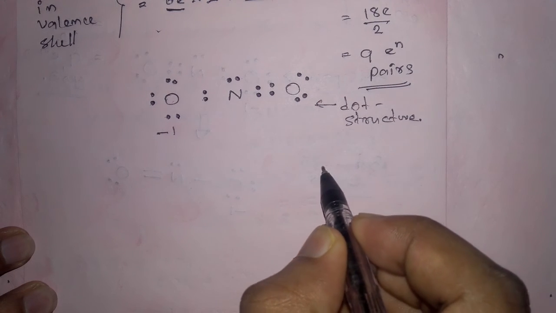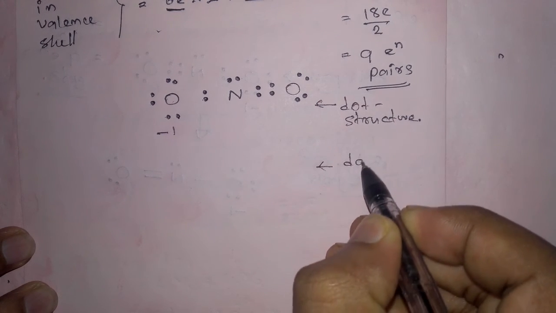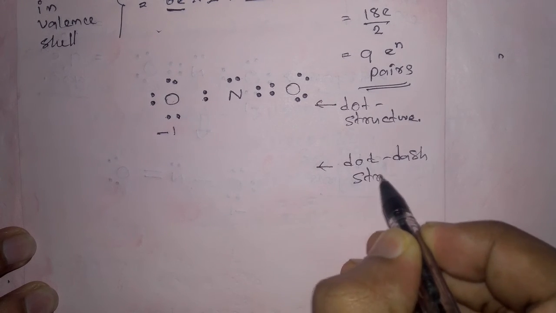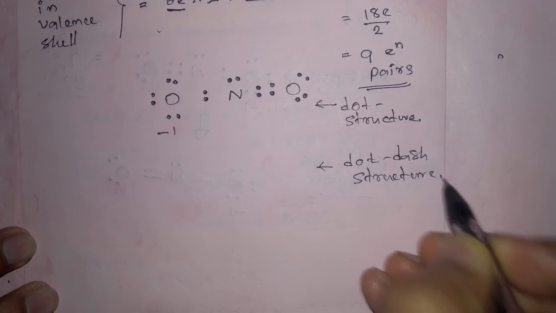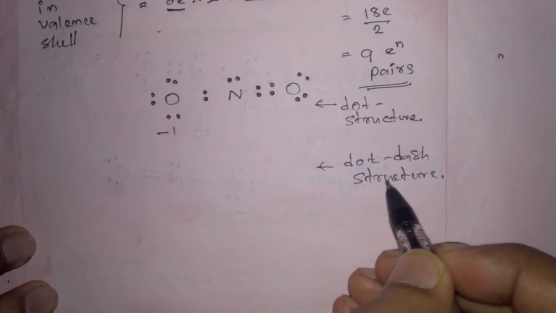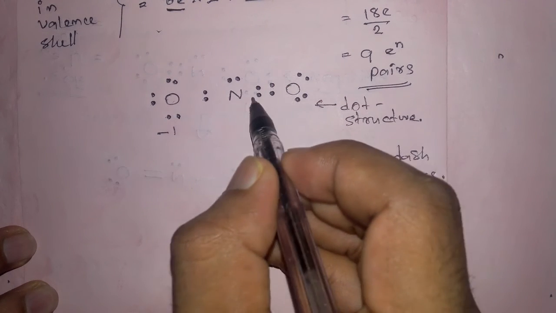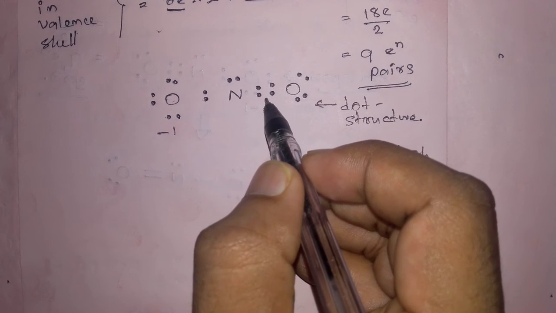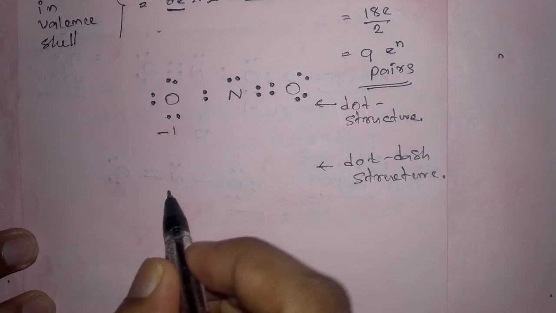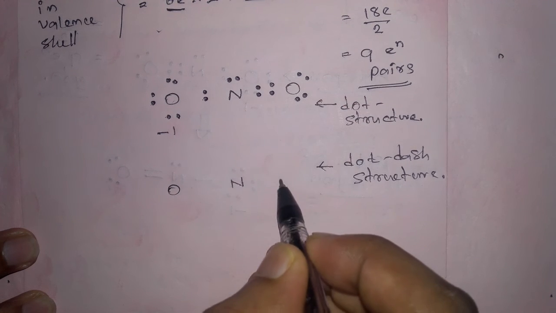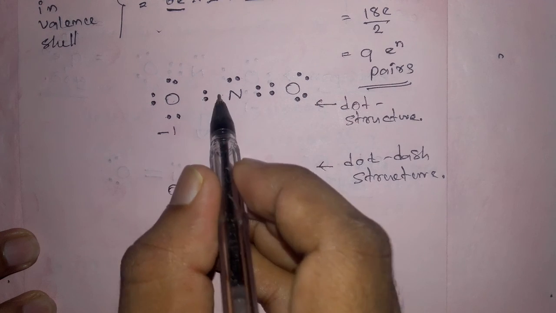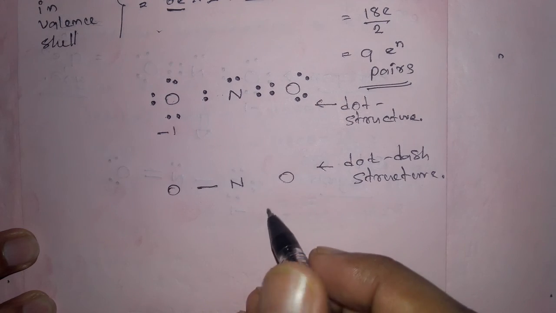Then we can draw dot dash diagram. When drawing dot dash structure, we have to convert bond electron pairs into a small dash. That's the only thing we have to do. Then I'm going to draw it like this. There's a single bond, so to indicate a single bond we have to use a small dash like this.